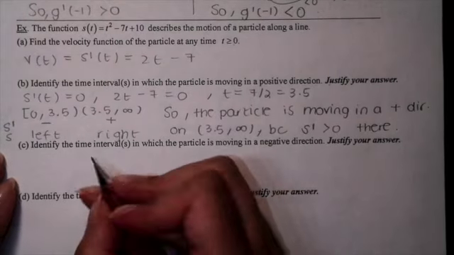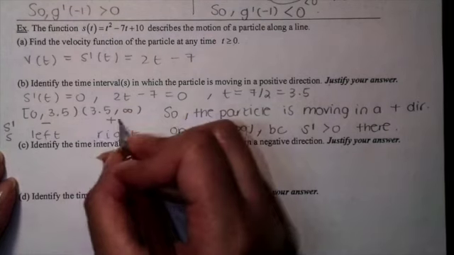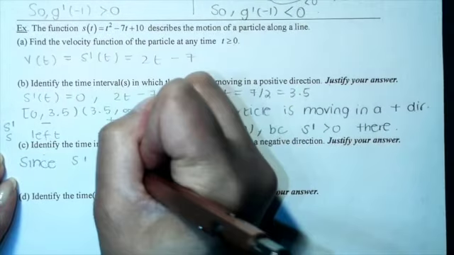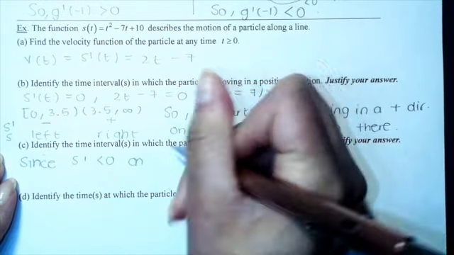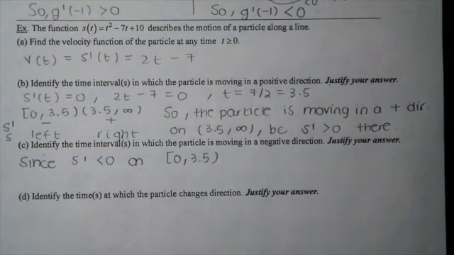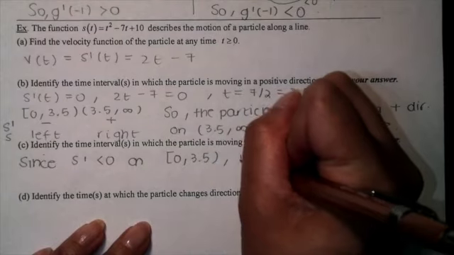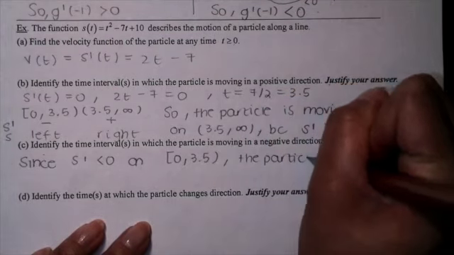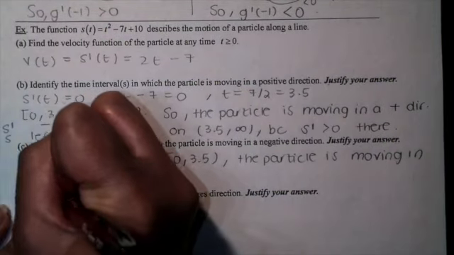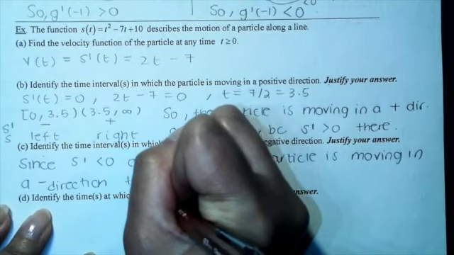Now they tell you, identify the intervals in which the particle is moving in a negative direction. So from the information above the table, what do you have? Since we have that s prime is less than 0 on the interval, and really if you put parentheses or brackets, it doesn't matter, just decide what to do. Since this is happening, the particle is moving in a negative direction there. So that's what you have.